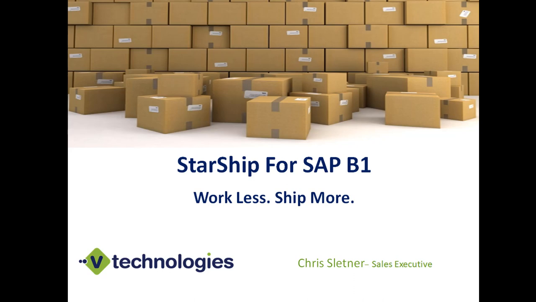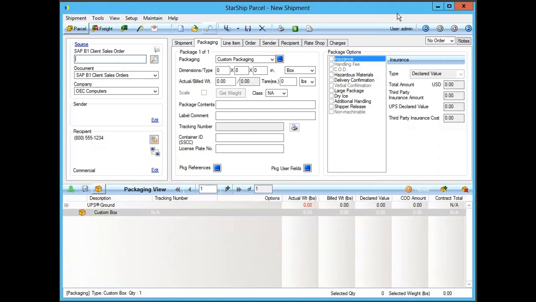Thanks for joining us. Today we're going to take a look at the SAP Business One integration with StarShip. Using Business One, you have the ability to ship against multiple types of sales transactions. We can get into sales orders, deliveries, and invoices, as well as the customer maintenance tables directly.